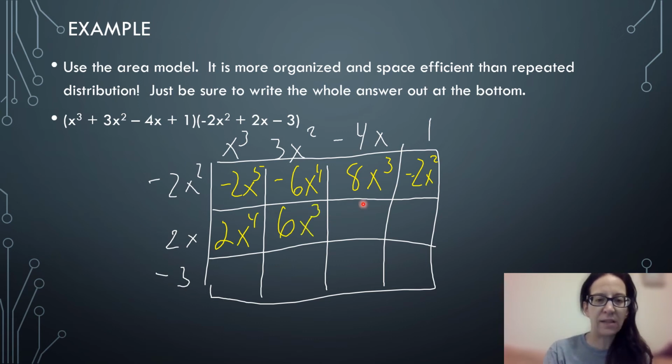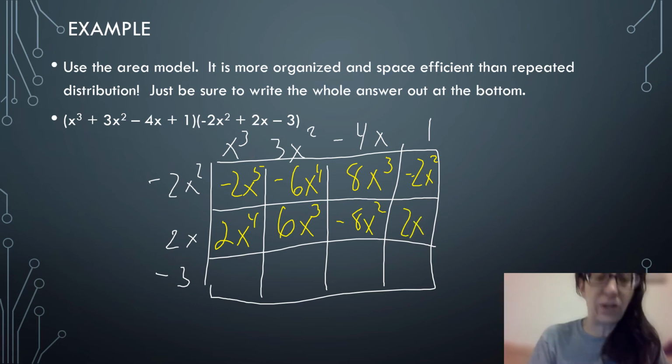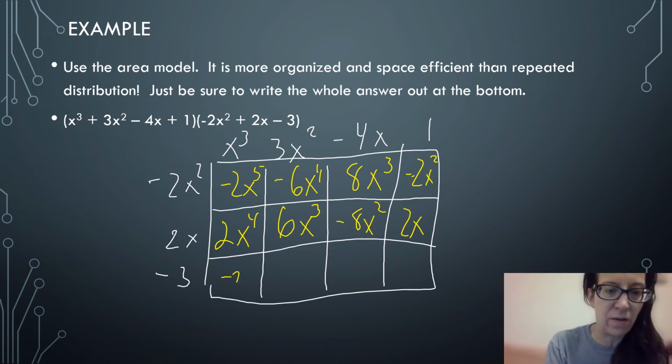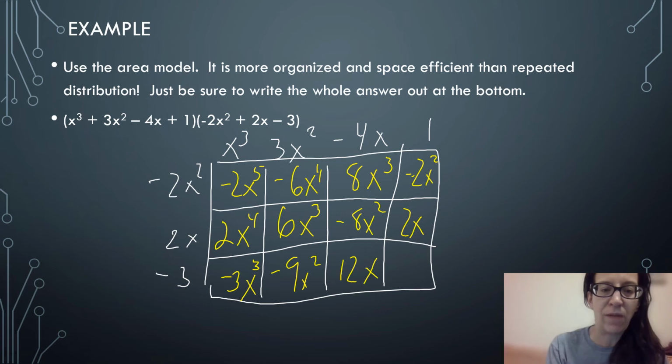Here we have 2x times negative 4x. So that'll be negative 8x squared. And 2x times 1 is just 2x. Last one, negative 3 times x to the third is negative 3x to the third. Negative 3 times 3x squared will be negative 9x squared. Negative 3 times negative 4x is positive 12x, and negative 3 times 1 is negative 3.